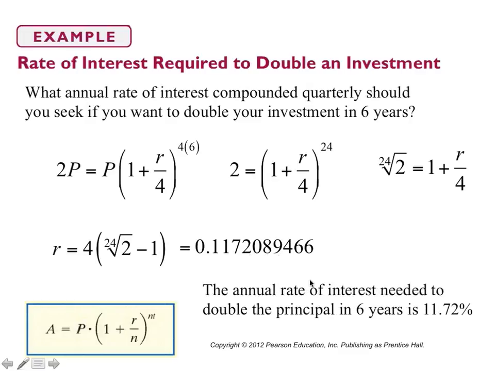0.117289 and so on, which means that we would need an annual interest rate of 11.72% in order to be able to double our principal in about 6 years, if we're getting compounded quarterly. Again, if you don't have the ability to do the 24th root of 2, you can do 2 to the power 1 over 24, and that will work just fine.